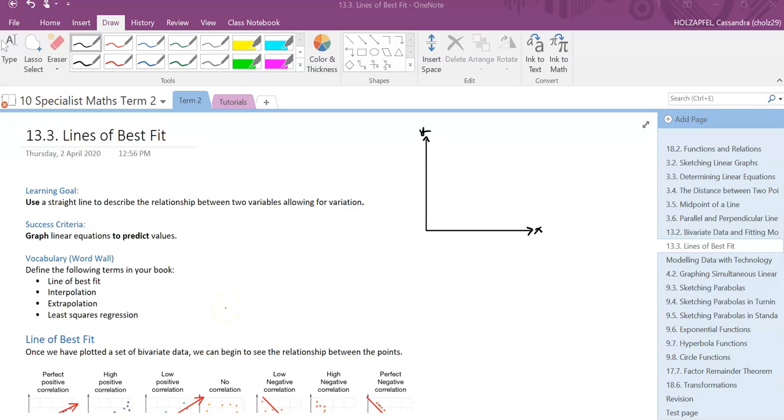So today what we're going to be talking about is lines of best fit. And we're going to be talking about that in relation specifically to our last video where we looked at bivariate data. So there's some sort of relationship between an X and a Y variable. So let's just start off with a quick simple example.